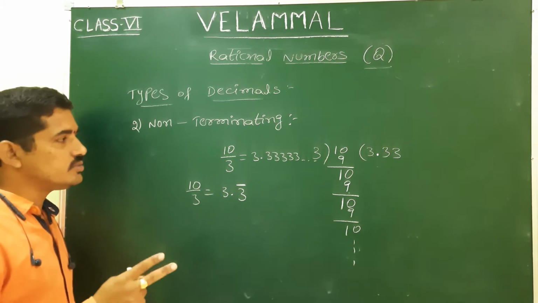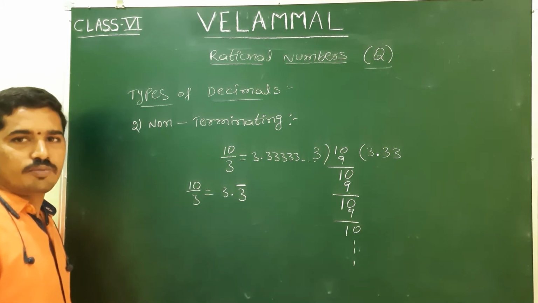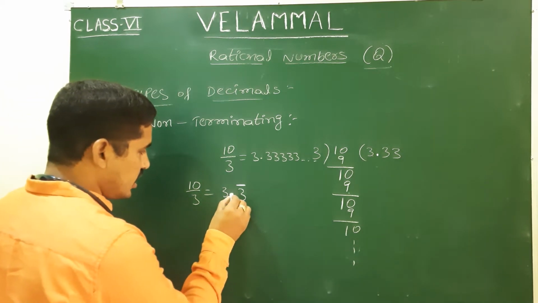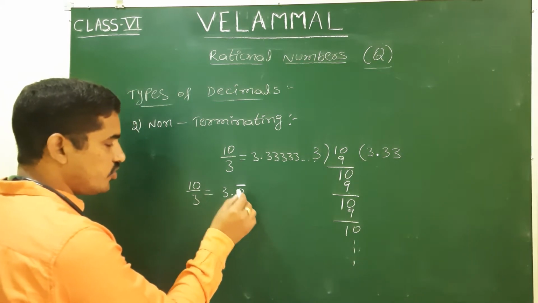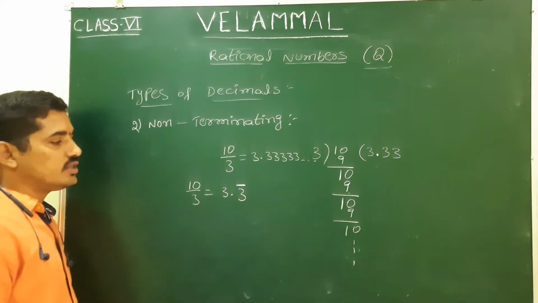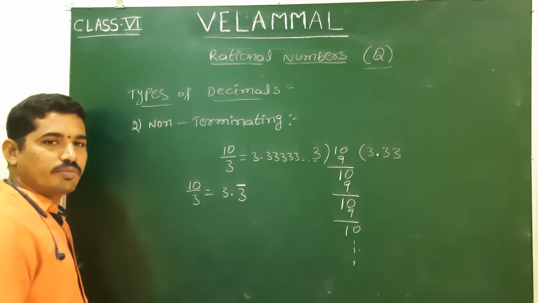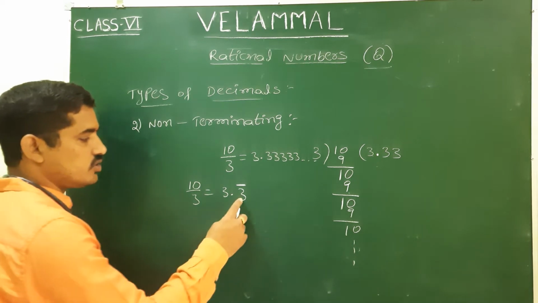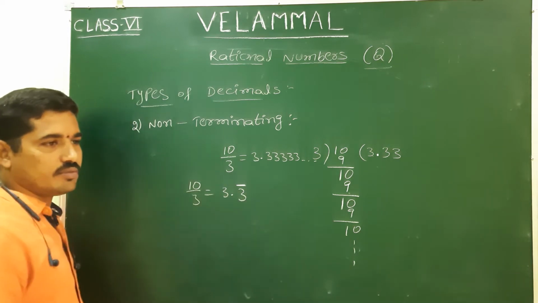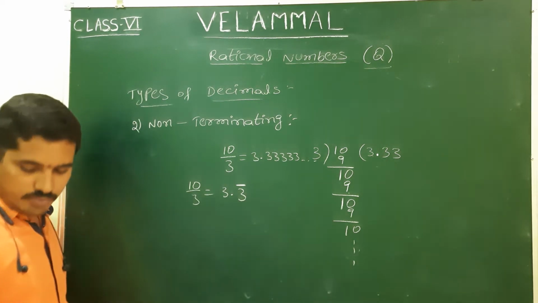Again, recurring decimals are of two types: pure recurring and mixed recurring. Pure recurring in the sense, after the decimal, if only one number is repeating infinitely, then that is called pure recurring. So here 3 alone is repeating continuously, so it is called pure recurring.